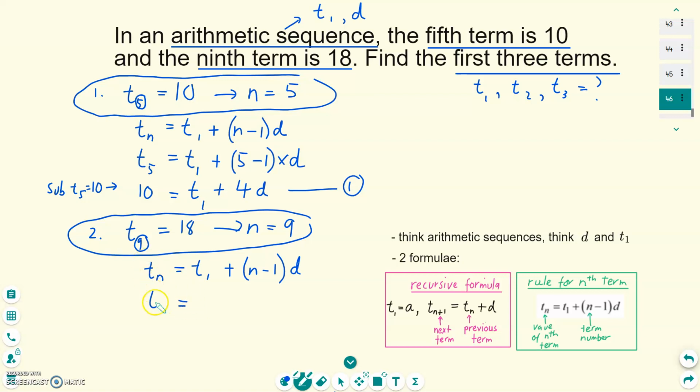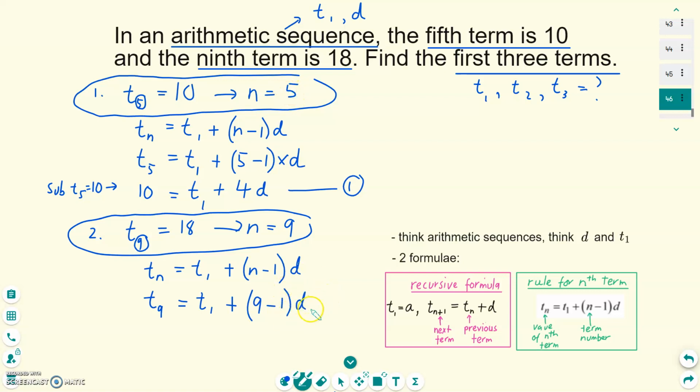Tn, okay, well this bit of information is for T9 equals T1. Unfortunately, we're not given T1 in the equation, plus this valuable bit of information: N is 9. T9 means N is 9. T5 means N is 5.